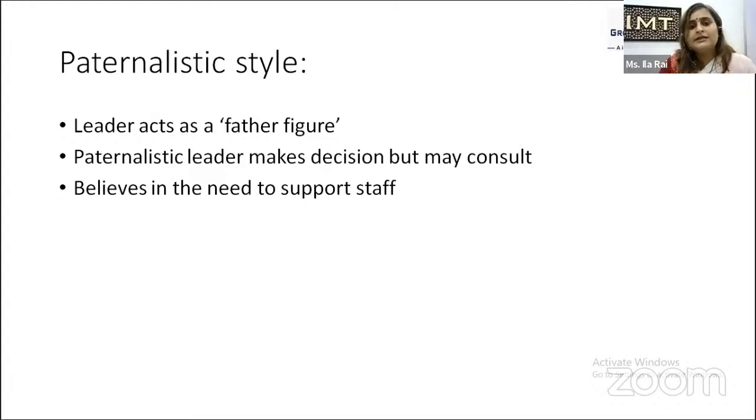So the paternalistic leader makes all the decisions, but during the process, he may consult the followers. He may also not consult the followers. And while consulting, he may take into consideration their ideas, and he may also reject their ideas. So the paternalistic style of leader believes that he needs to support the staff and he needs to be the backbone of the whole leader-follower dynamic.